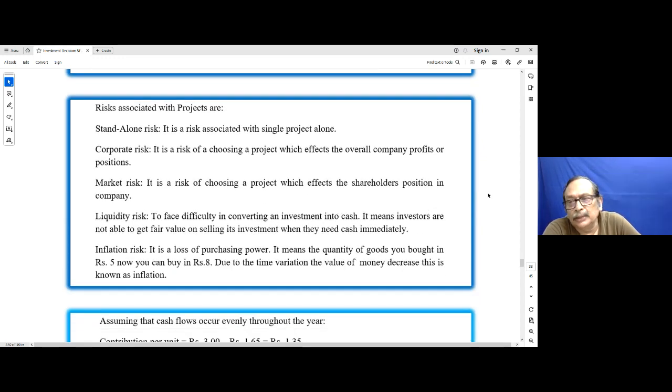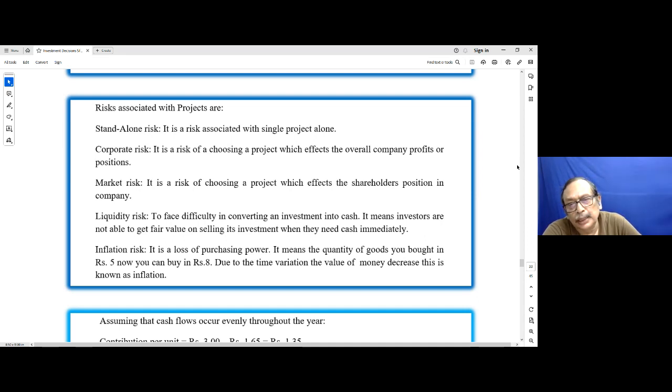Now, risks associated with projects are stand-alone risk. Mind these terminologies, because you have to use them if a case study question comes in your examination. Stand-alone risk is a risk associated with a single project alone. Corporate risk is a risk of choosing a project which affects the overall company profits or position.